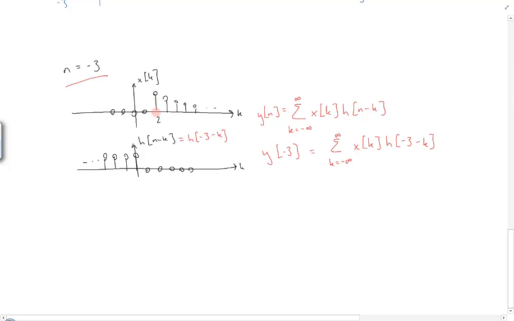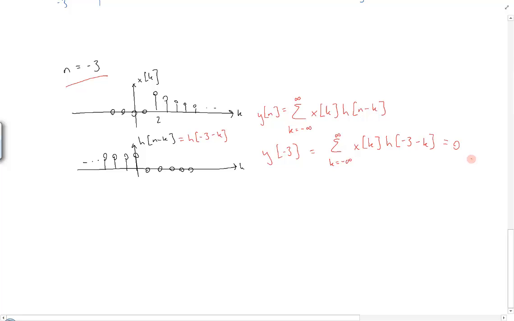Since x of k starts at 2, and the value at 2 of h of n minus k is 0, this is going to be 0. In fact, all of these values of x of k are going to be multiplied by 0 because the function h of n minus k is 0 beyond k equals 2. Likewise, for all places where h of n minus k is non-zero, x of k is 0. And therefore the product is going to be 0. And if we sum across all k, we're going to get a total of 0. So this whole thing is equal to 0.